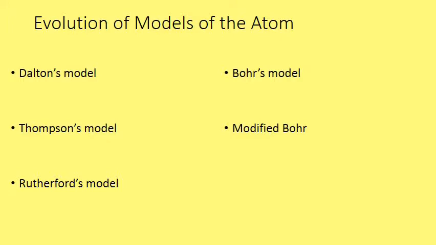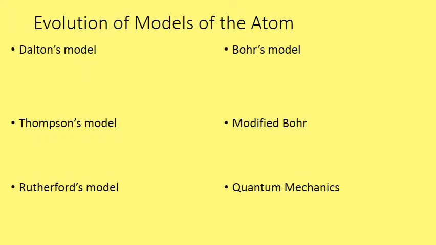But it's not the most up-to-date model of the atom. The most up-to-date model is the quantum mechanics model, but that explains some things that the modified Bohr model can't explain. It's quite tricky to get your head around at A level, and most of the concepts that we deal with at A level can be explained by the modified Bohr model, so that's what we spend most of the time on. So let's review each of these one by one.